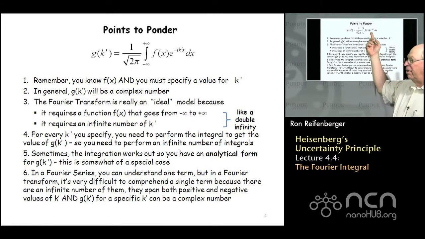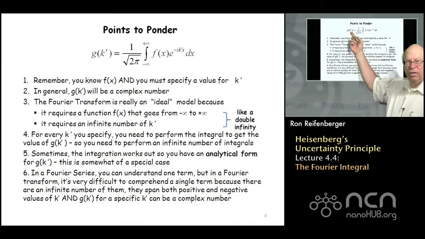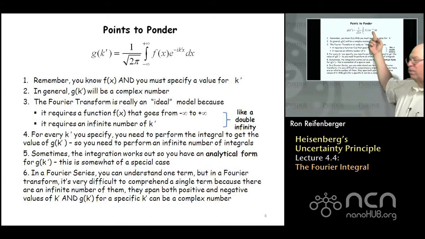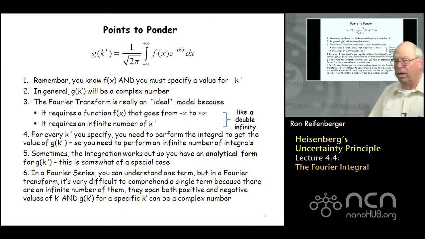This evaluation requires you to pick a specific value for k prime, right? So you must specify a value for k prime, and when you do that, after this integral is evaluated, then you have the value of this function g at that particular value of k prime. Notice that because we've got a complex number here for the sines and the cosines, in general, g of k prime is going to be complex. So there's going to be a real and an imaginary part, right?